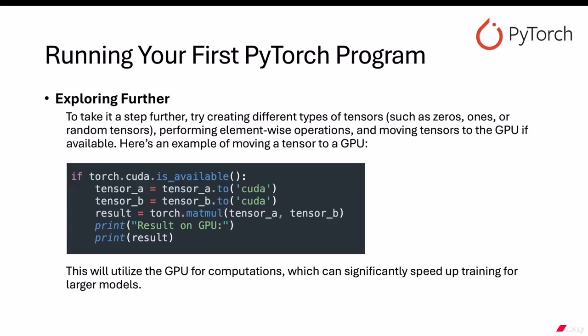Now exploring further, to take it a step further, try creating different types of tensors such as zeros, ones, or random tensors, performing element-wise operations and moving tensors to the GPU if available. Here's an example of moving a tensor to a GPU, where if torch.cuda is available, saying tensor A equal to tensor A.to cuda, then the same for tensor B, and then the result torch.matmul is the same one, tensor A, tensor B, and you can print out the result. This will utilize the GPU for computations, which can significantly speed up training for larger models. So you can play with it just to see if it's available.